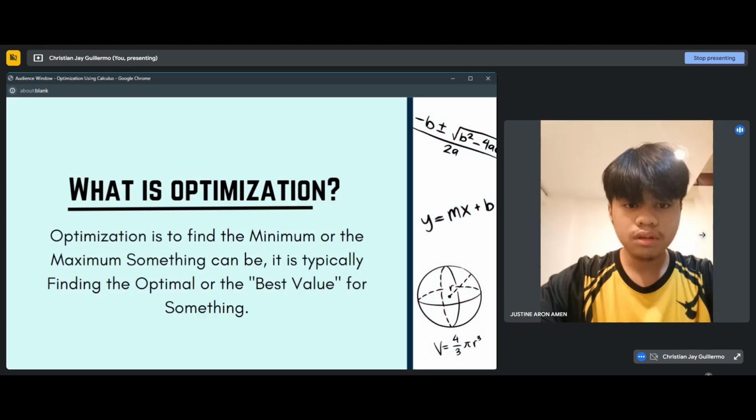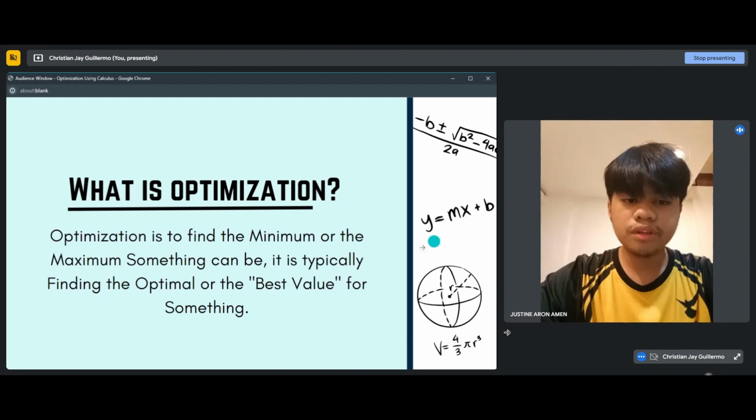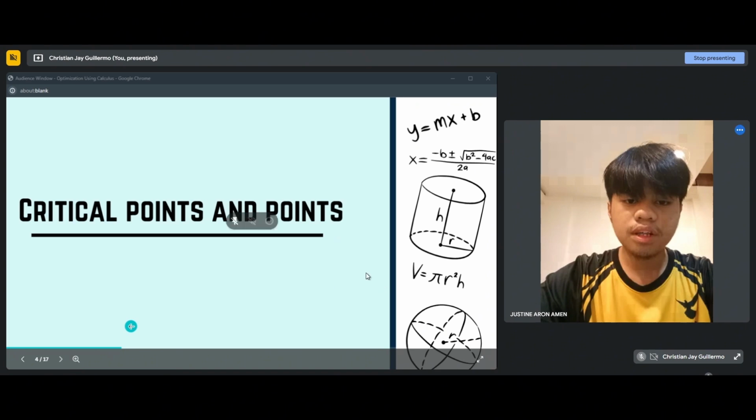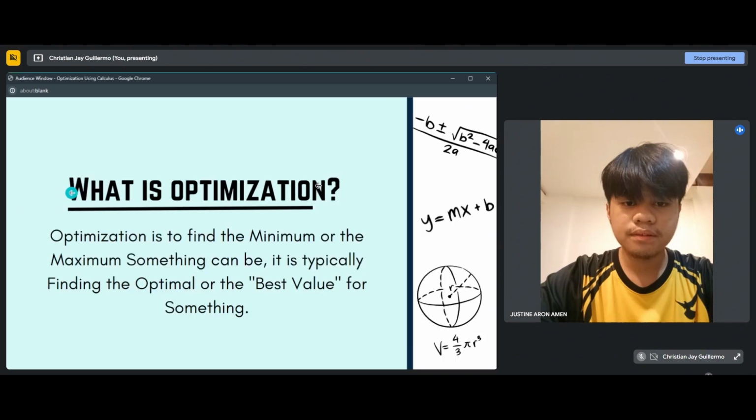So, what is optimization? Optimization is to find the minimum or the maximum something can be. It is typically finding the optimal or the best something can be, or the best value for something.